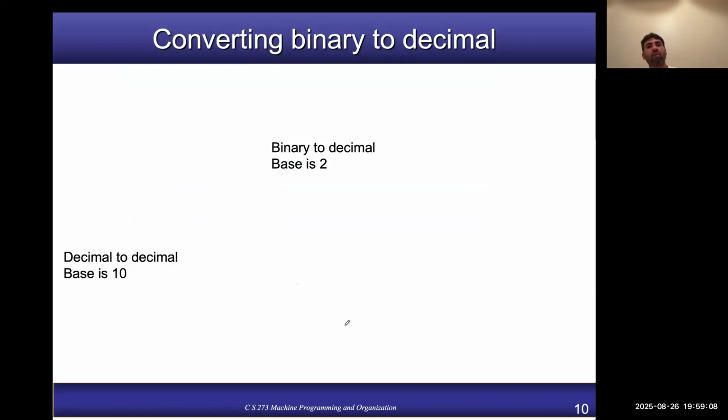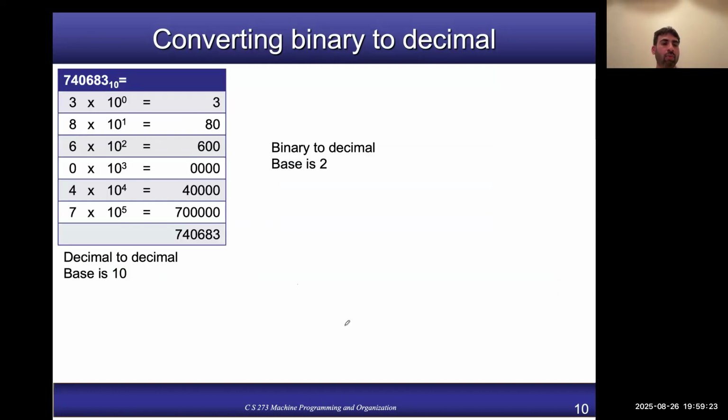Okay, now how can we convert? We basically talked in the previous slide about how we convert a decimal number into binary. So now how can we convert a binary to decimal? Let's first go back to the same approach where we look at how we can convert a decimal number to decimal number. I have already explained how you can do that.